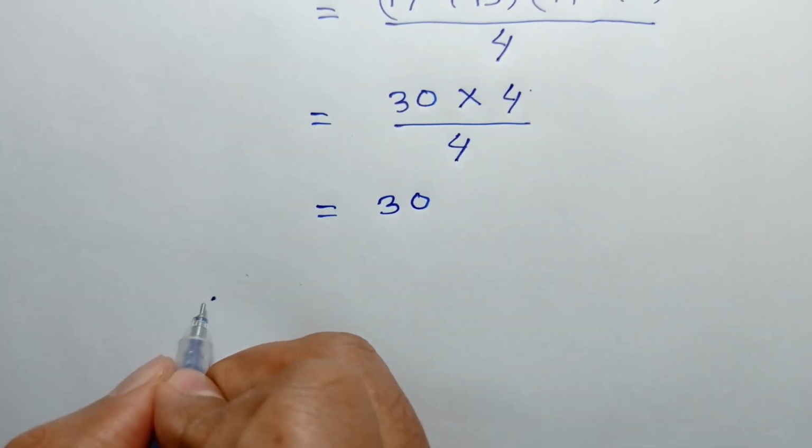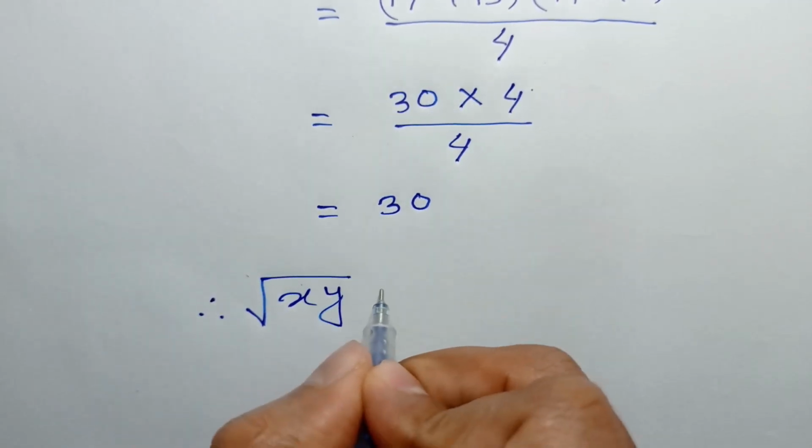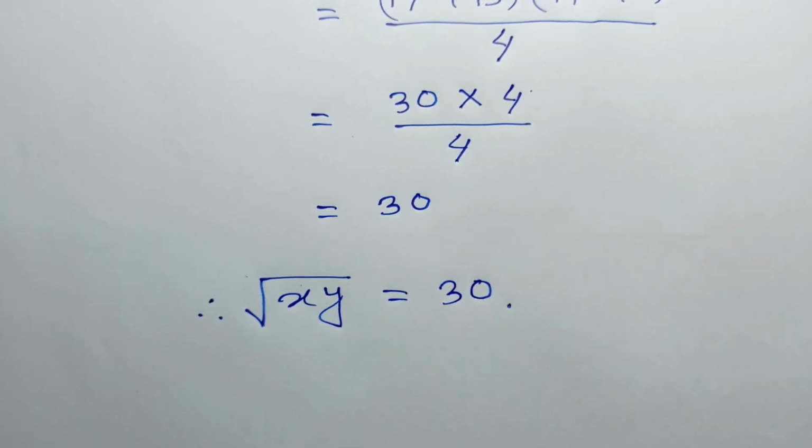So the value of square root of xy is equal to 30. So this is the solution of this problem.